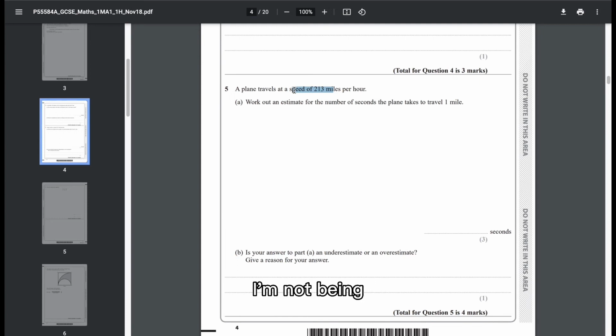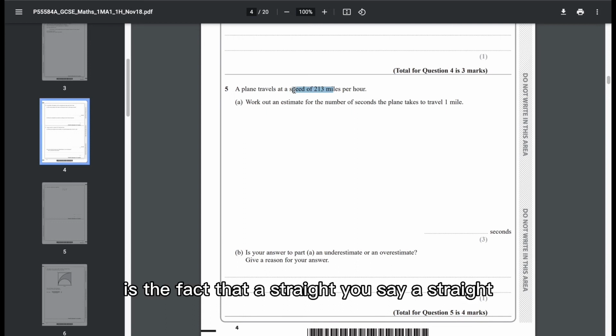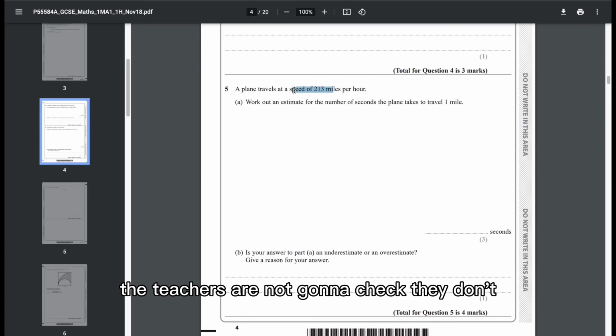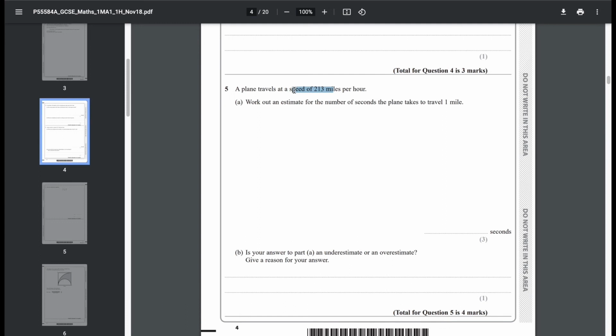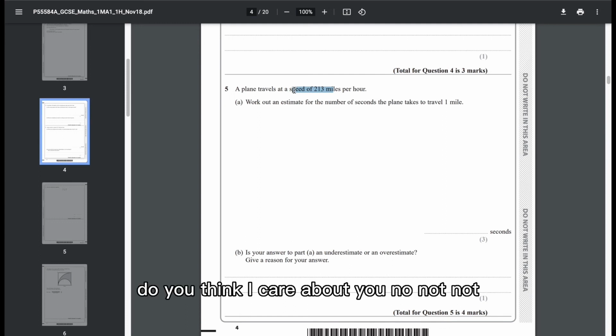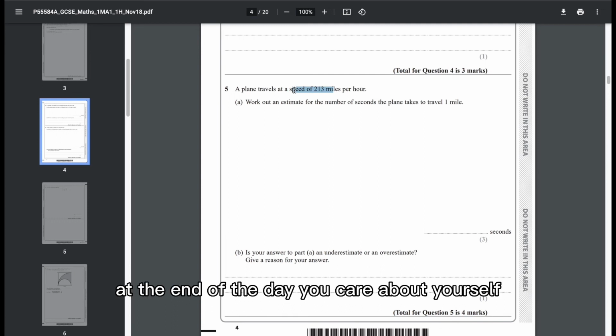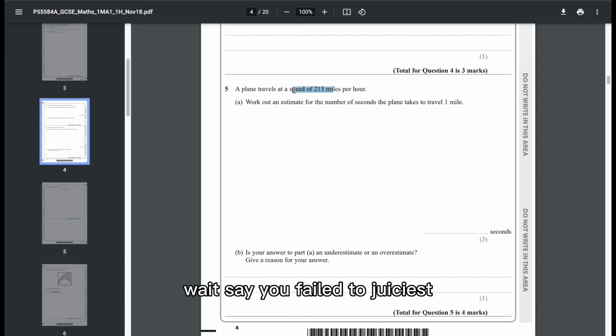I'm not being rude here, I'm not being aggressive or anything, I'm saying the facts straight to you. It's the easiest way to say it. It's the facts that I say it to you, straight to your face, because that is the truth. The teacher's not going to check. Do you think they care about you? No. Do you think I care about you? No. Do you think your parents care about you? No. At the end of the day, you care about yourself. If you fail to get a grade 9, say you failed your GCSEs, the only person that's going to fall as a result of that is you.